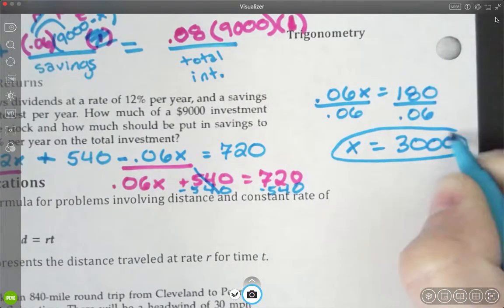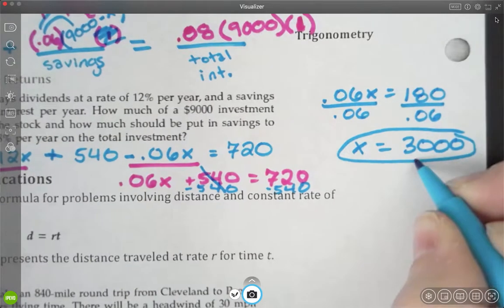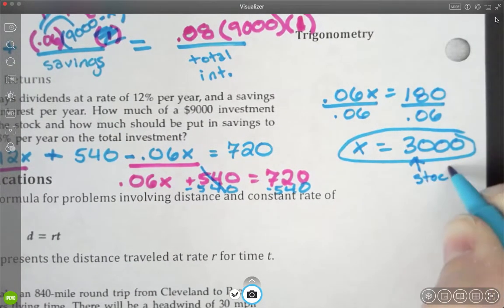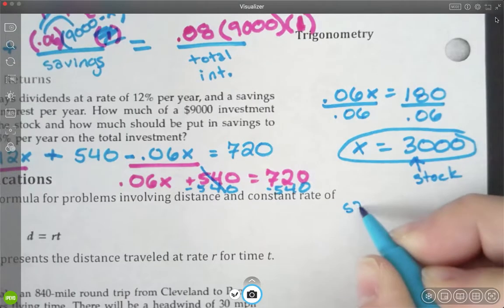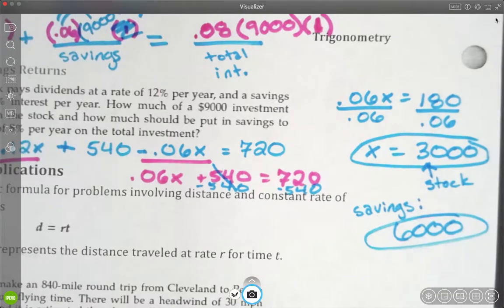So what does the 3,000 tell me? 3,000 in which one? The principal and stock. X was in stock. So 3,000 is going into stock. That's where we put our X, right? So then what is going in savings? 6,000. Does that make sense? Because 9,000 minus X is what's going into savings, yes? Okay. So we really just plug that back in our brains, right?